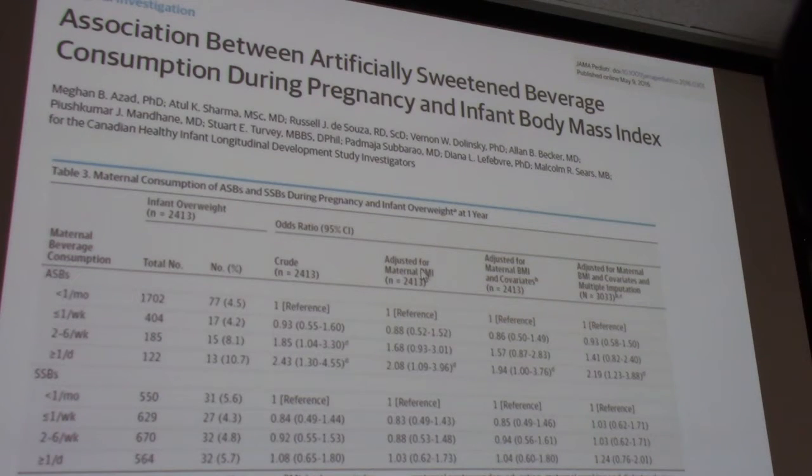And then when we adjusted for maternal BMI, you can see that effect estimate gets a little bit lower, meaning that the BMI was sort of confounding that association. It gets lower still when we adjust for other covariates, but it's still significant. So that's one example.